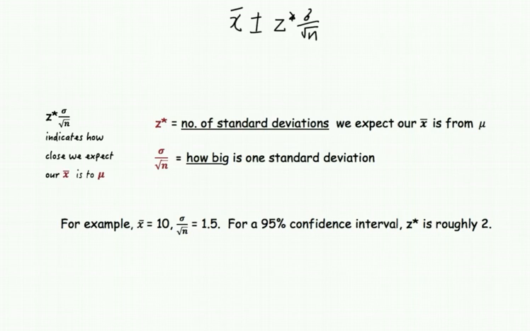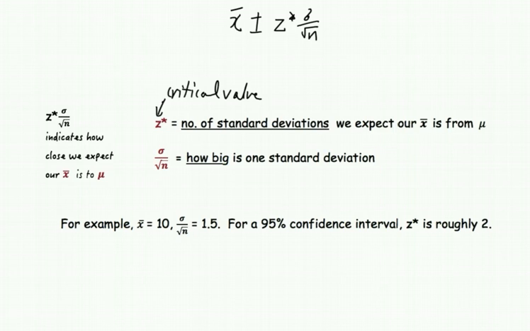Let's repeat that. A z star, we call this a critical value. It's just a fancy name for a z-score. What does it tell us? It tells us the number of standard deviations we expect our sample mean is from mu. So as a researcher, you have the flexibility to choose a z value that you want. Is it 2 or 1.5 or 3 and so on and so forth?